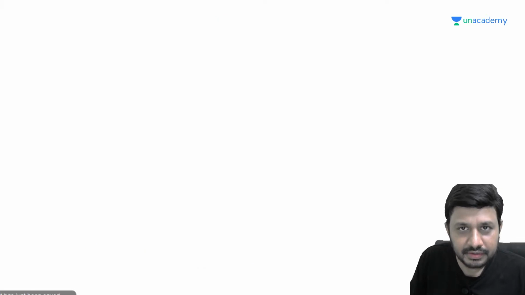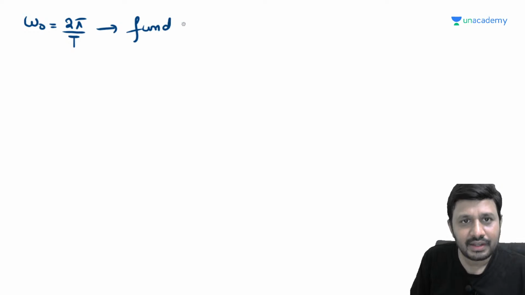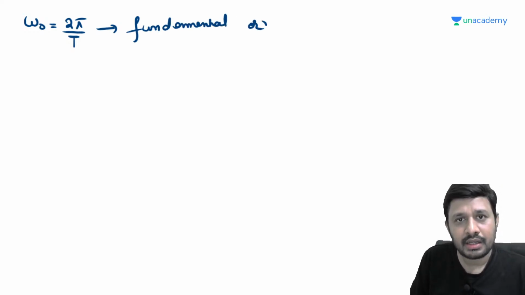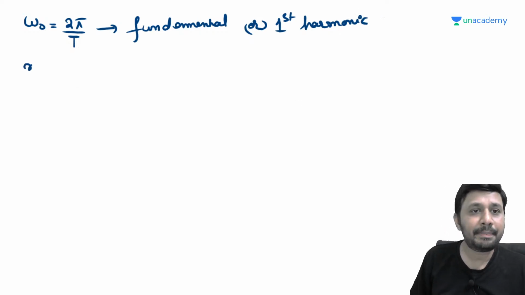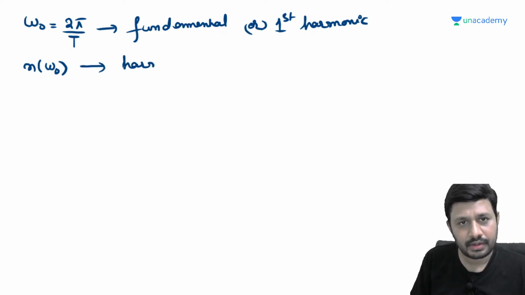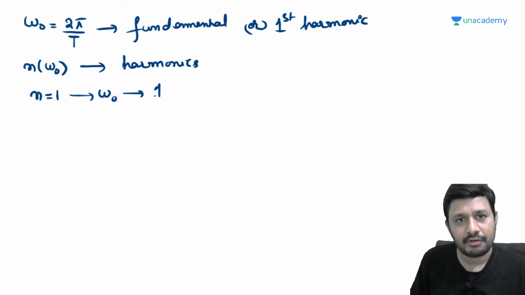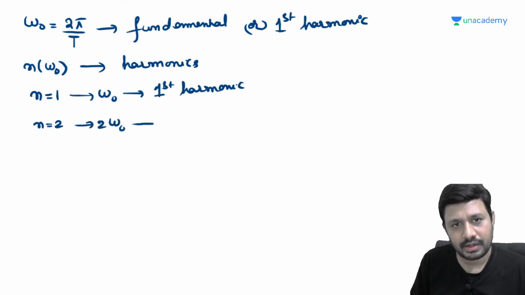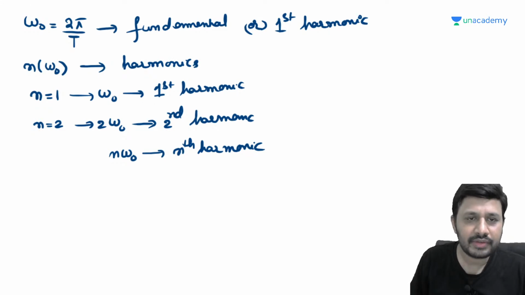Here, omega naught is given by 2 pi by T, which is known as the fundamental, or first harmonic. Multiples of the fundamental are known as harmonics. If I put n equal to 1, this becomes omega naught, corresponding to the first harmonic. If I put n equal to 2, this becomes 2 omega naught, corresponding to the second harmonic, and so on. N omega naught means the nth harmonic.